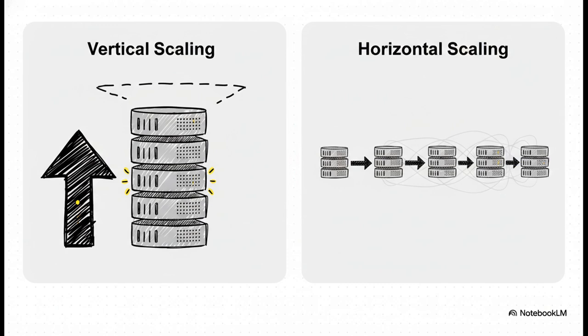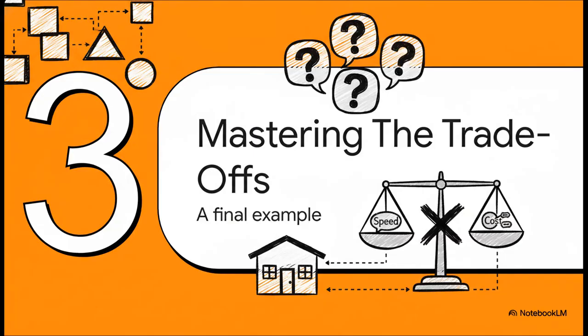So you can scale up, which just means making your one server bigger and beefier. It's simple, but eventually you hit a wall, it gets super expensive, and you have a single point of failure. The other way is to scale out. That means adding more and more smaller servers to a pool. This gives you basically infinite potential to grow, but it also opens up a whole new world of complexity in managing a distributed system.